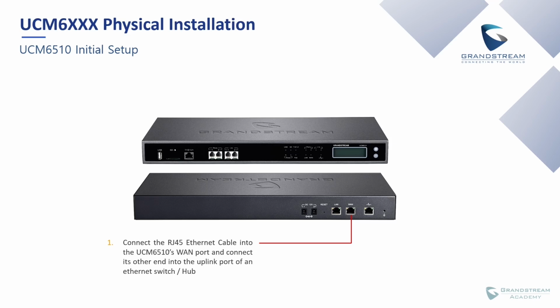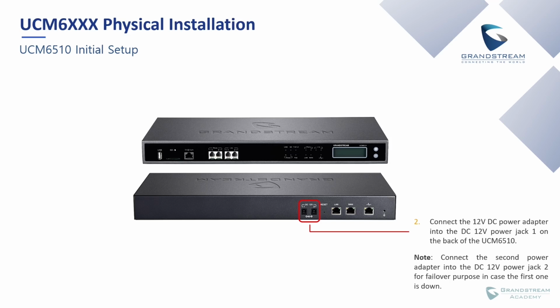In order to connect the UCM 6510, connect the RJ45 Ethernet cable into the UCM 6510 WAN port and connect its other end into the uplink port of an Ethernet switch or hub. Connect the 12 volts DC power adapter into the 12 volts DC power jack input on the back of the UCM 6510, and please note that you can connect a second power adapter into the 12 volts DC power jack for failover purposes in case the first one stops working.